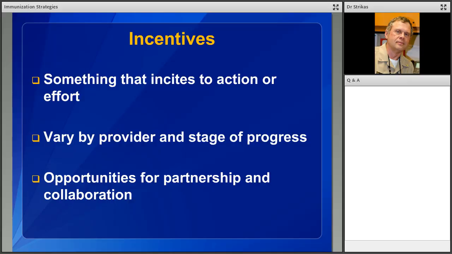Finally, incentives are opportunities for partnerships and collaboration. Professional organizations or businesses and other groups have been solicited to publicize the immunization efforts in a newsletter or provide funding for other rewards for provider staff.